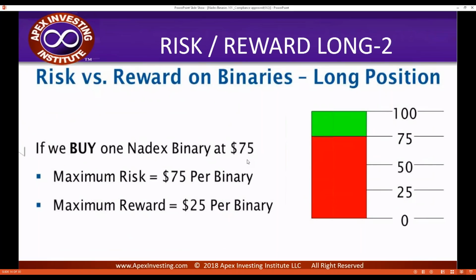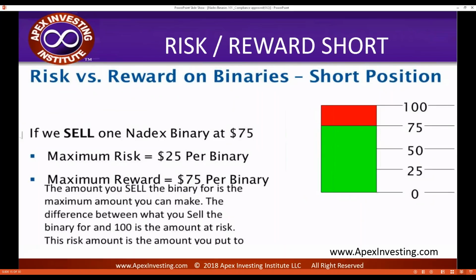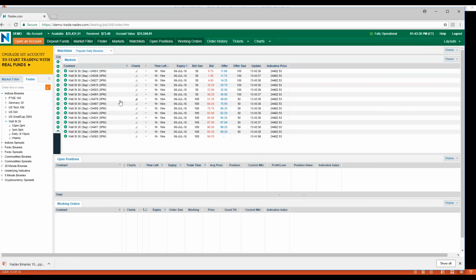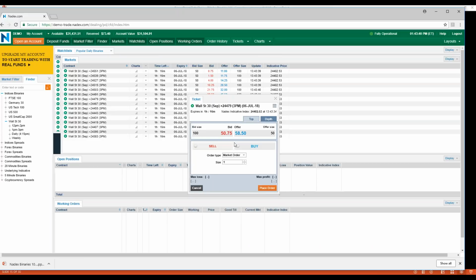All right, now let's flip it around. Let's look at selling a binary. Because remember, if we sell, what are we saying? When we sell, we're saying, hey, I disagree. I do not agree that statement will be true, so I don't want to buy it. I disagree. I think it's going to be false. I think it's going to be at or below it. Right?